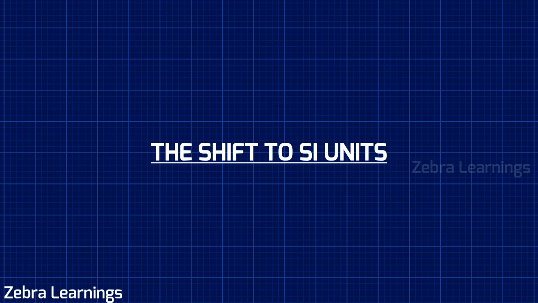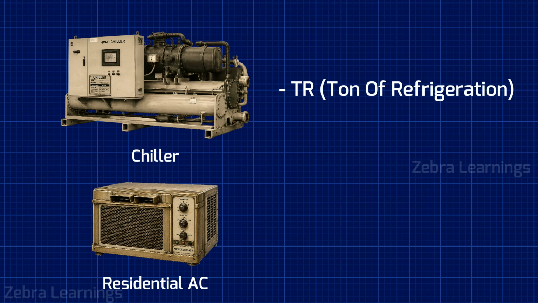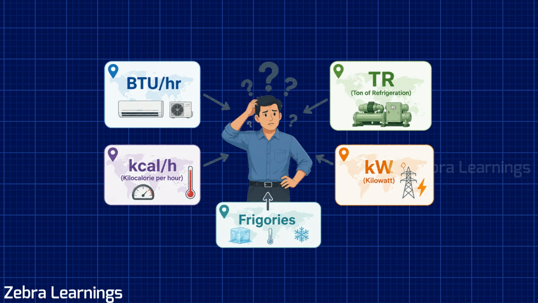The shift to SI units. So at that point, the TR unit for chillers and the BTU per hour unit for residential AC were commonly used in many countries. But beyond just these units, people started using various other units, like kilocalorie per hour in Germany and frigories in France. Not only for AC, but different departments in different regions were using many different units. This was very confusing for everyone.